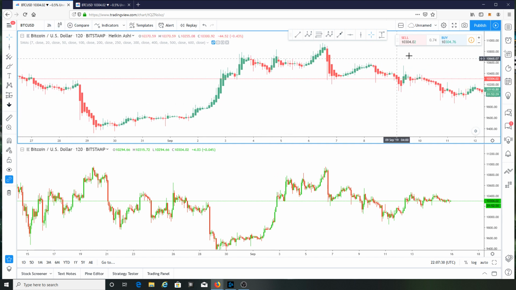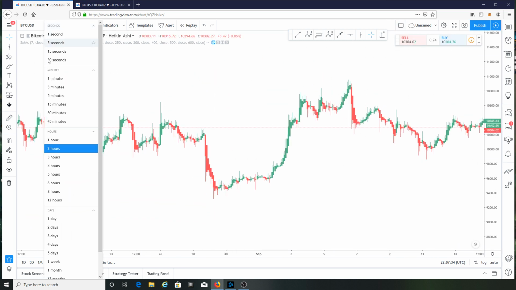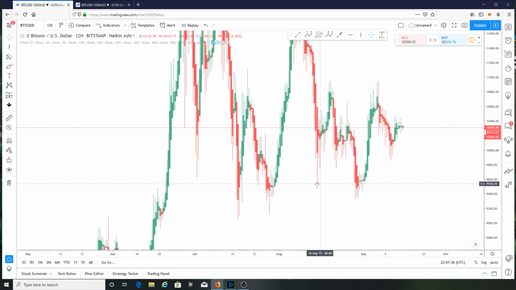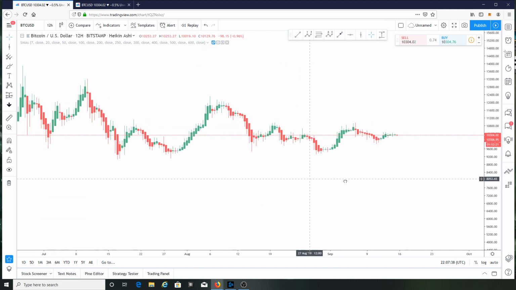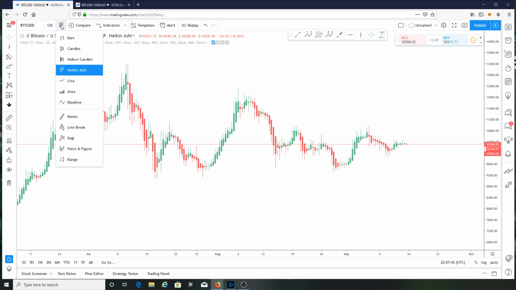So let me go back to just one screen here. Let me go back out to a 12-hour chart here. Okay, so that's the Heiken Ashi. That's another really popular one. So really, it's this one, the Heiken, and just the regular candlesticks that you'll see most people use.